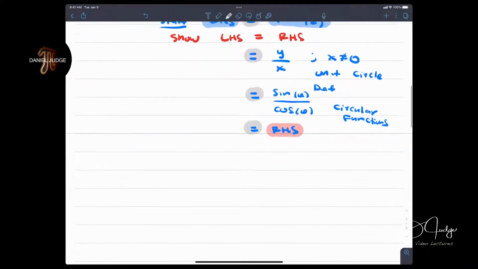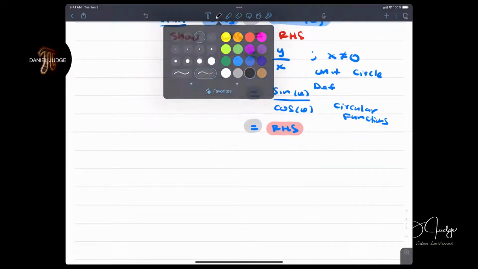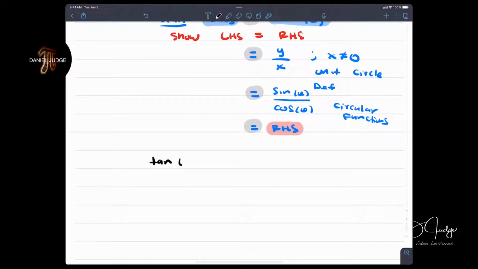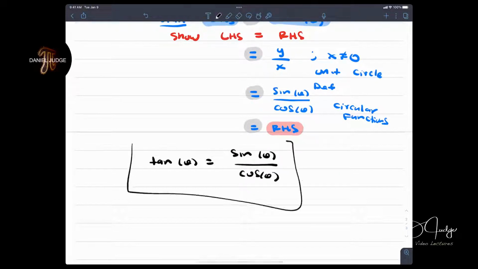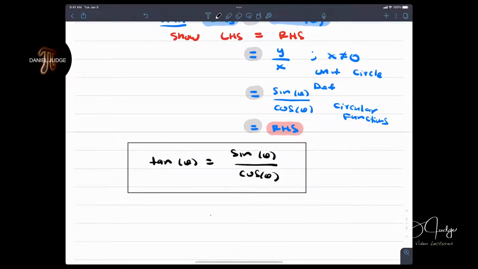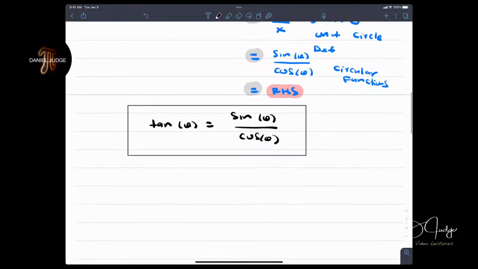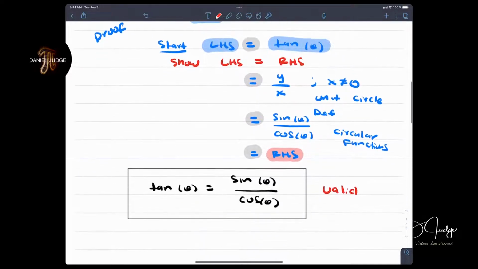So now what that means is you have an identity under your belt, that tangent theta is sine theta over cosine theta. This is something that's known for you, ladies and gentlemen. This is fact now. This is valid, because you actually proved it, and every step of the way, it's airtight. We just use the definition from circular functions. This is the circular function.